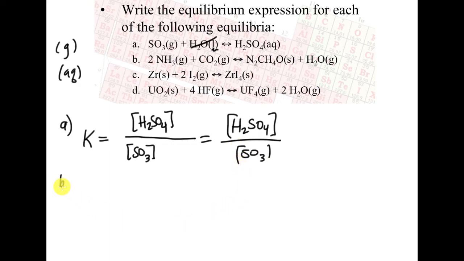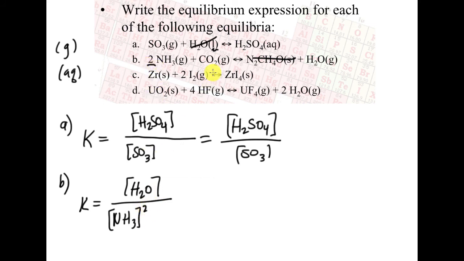All right, so let's look at B. For B, I'm going to write K equals, and I'm going to put my products over reactants. In this case, I'm going to get rid of solids. Those don't show up. So I have just water in the gas phase, concentration over concentration of ammonia. This time I've got to watch the coefficients, because I have a coefficient of 2 here, so I have to put the 2 up here, and then I have carbon dioxide, so I get CO2. Very important not to forget the concentration being squared there.